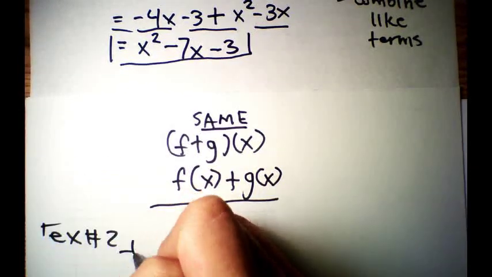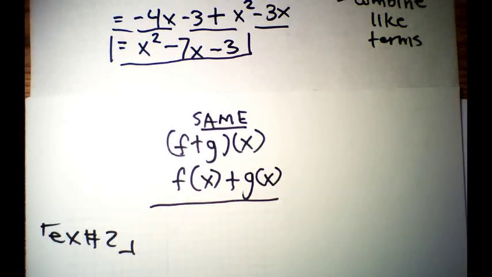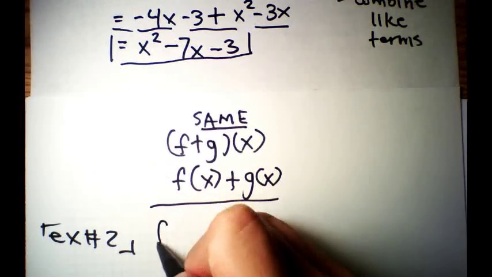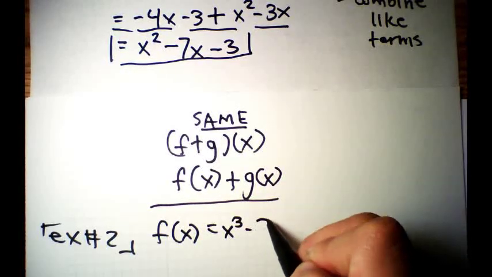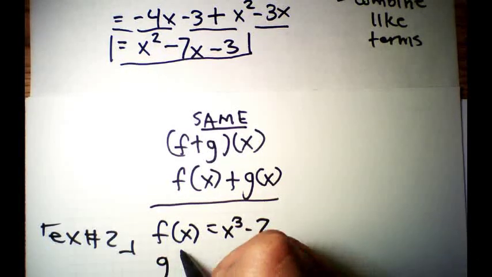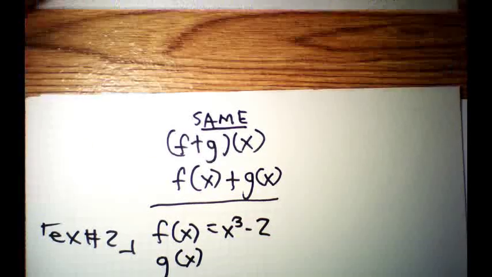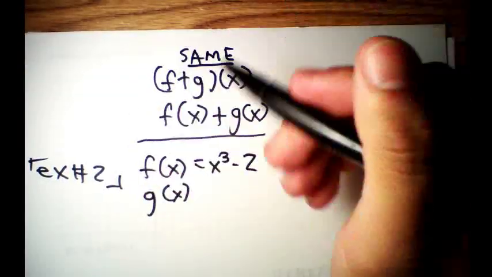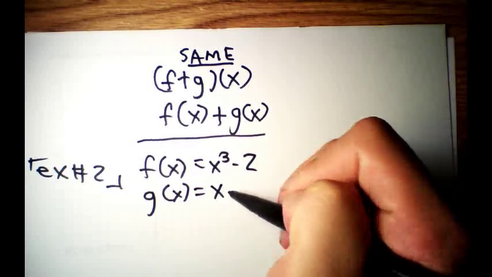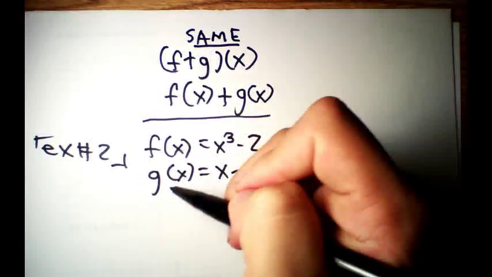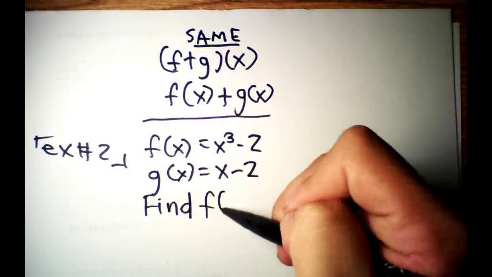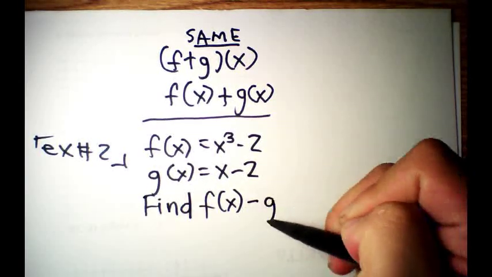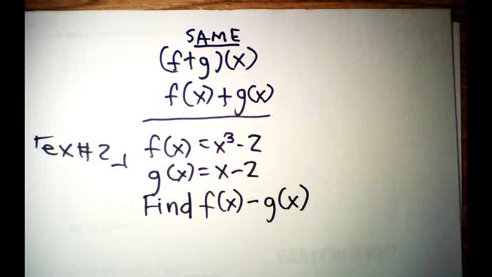Suppose now your f of x is x to the 3 minus 2. Your g of x, let me put this up over here, is equal to x minus 2. And what we're going to do is find f of x minus g of x.